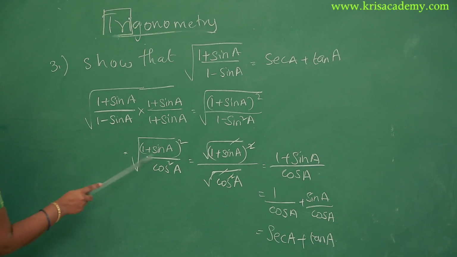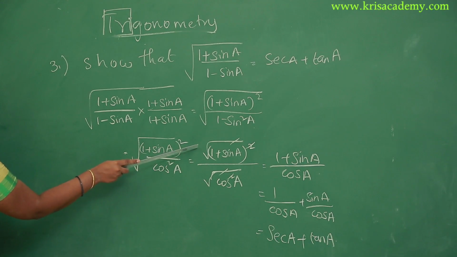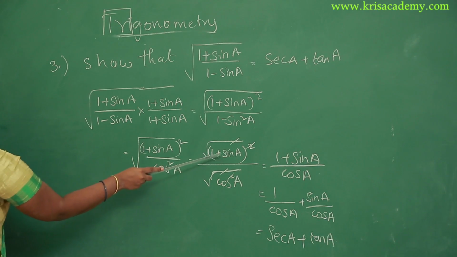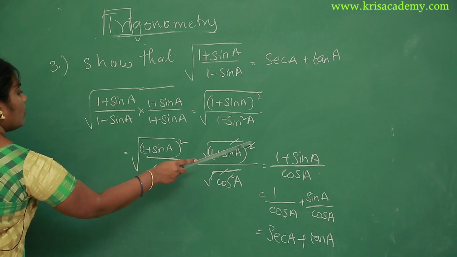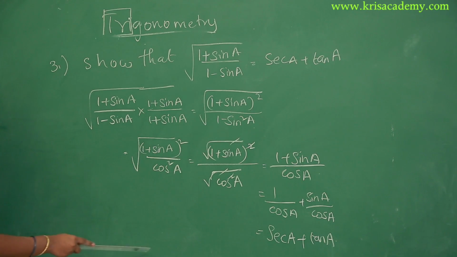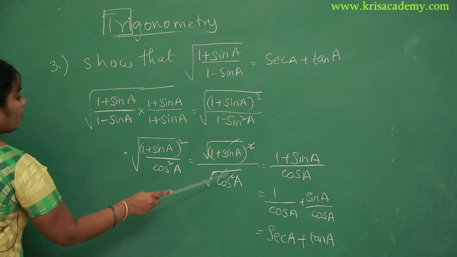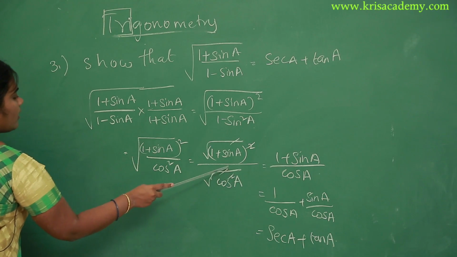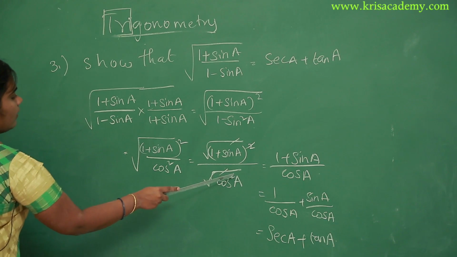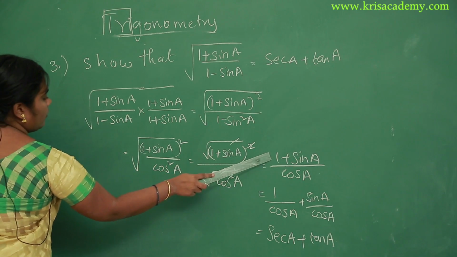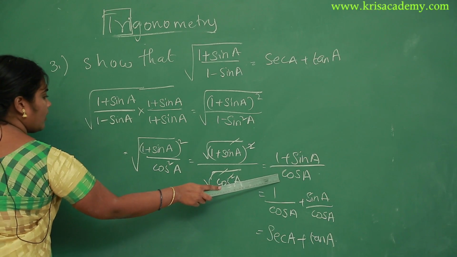Now split this square root separately for both numerator and denominator. (1 plus sin a) whole square: this square and square root will get cancelled. Square root of cos square a: this square and root both will get cancelled. Now we have got 1 plus sin a in the numerator, cos a in the denominator.